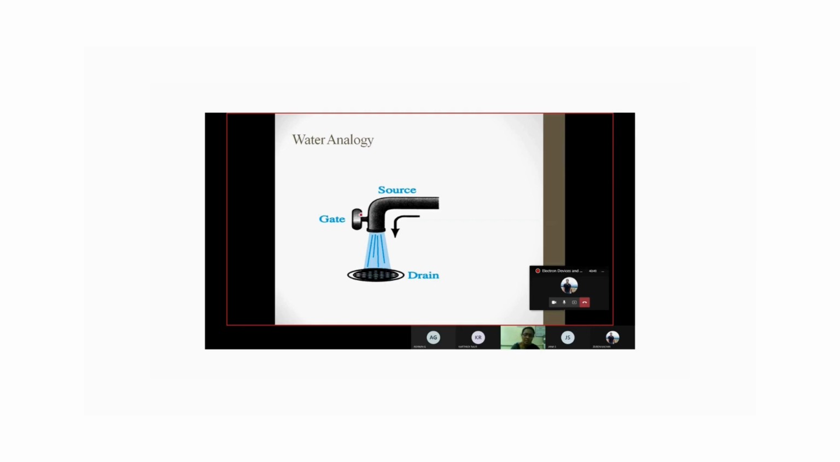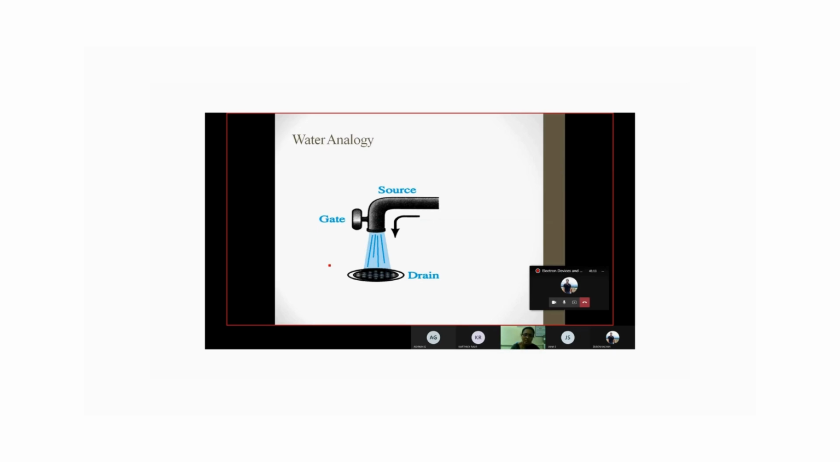Are you able to follow this one? Gate is an arrestor, a switch. You can open the pipe or close the pipe. If you open, the source emits, the water comes out and flows. It will be collected by the bucket, and this is going to be the drain. Drain is basically the collector. Understood this concept or not?